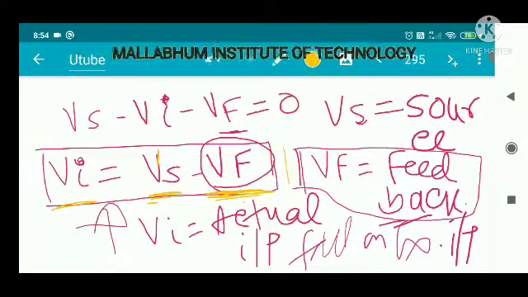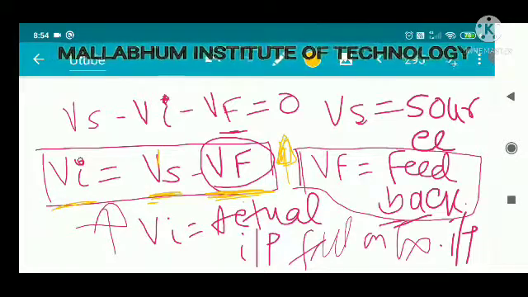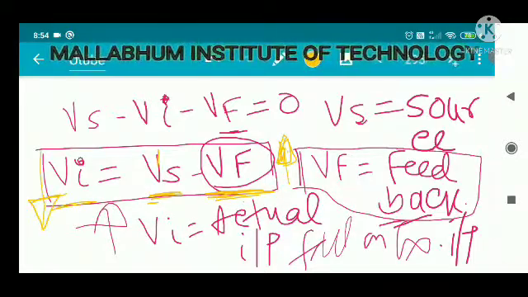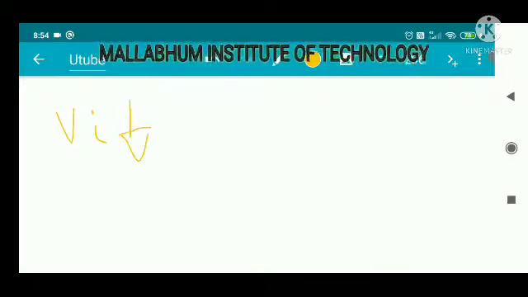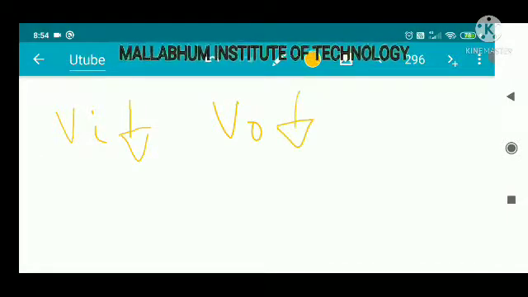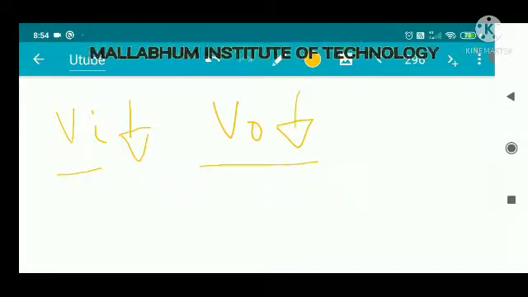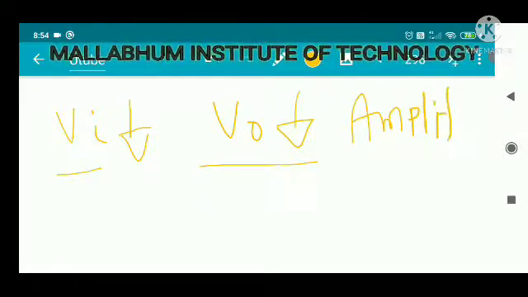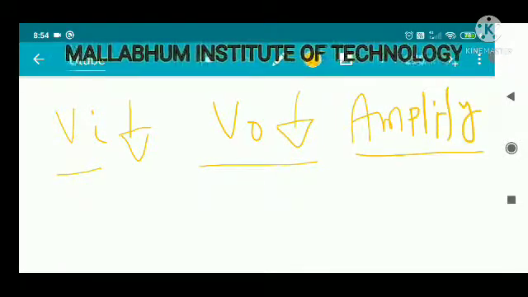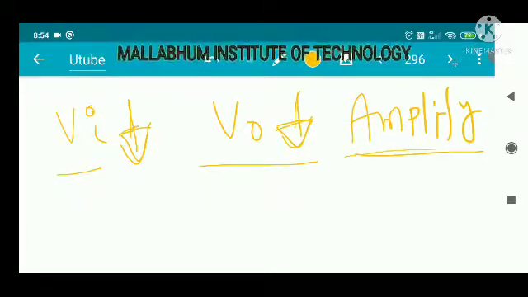So due to the presence of this emitter resistance, Vf will be present, and that's why Vi will be decreasing. If Vi is decreasing, then the output voltage will be decreasing. Our main aim with the transistor is to amplify the signal. Now if Vi is reducing, then Vo will be reducing, so the amplification is actually disturbed.